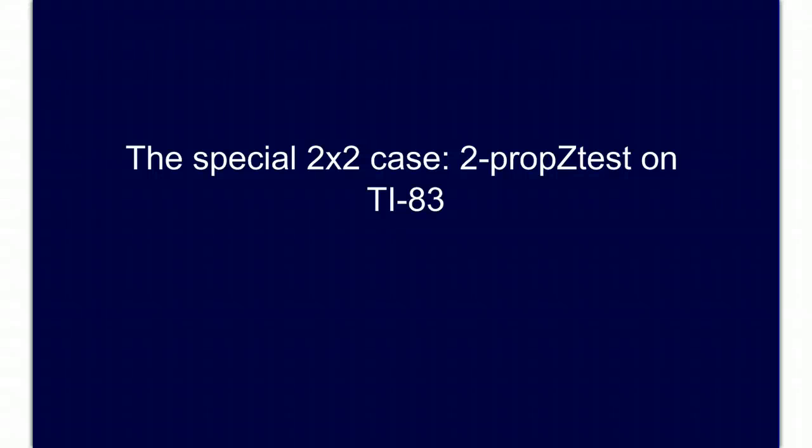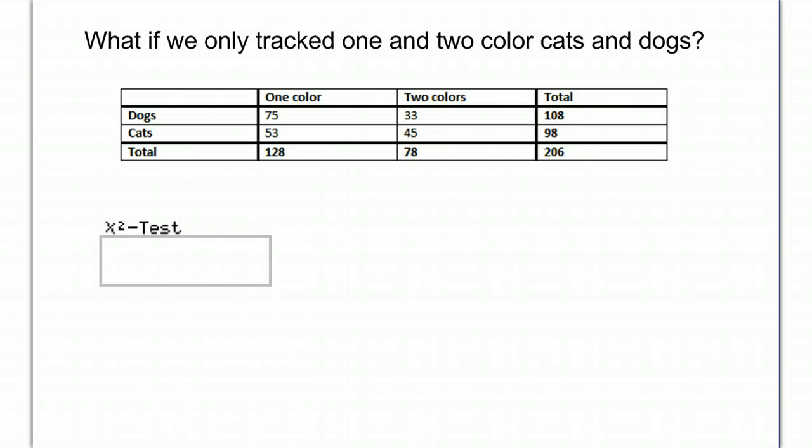One special case for 2x2 two-way tables is to do a 2-prop z-test. It's a different calculator test on your calculator. So for example, let's imagine that we didn't look at 3 or more color dogs. We only tracked the 1 color dog and the 2 color dogs and cats here. So here, 1 color, 2 color, cats, dogs.